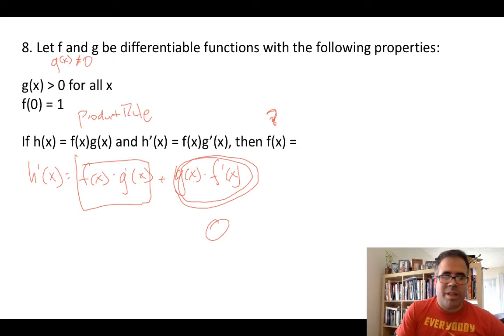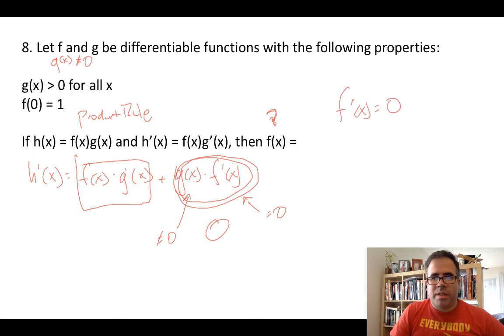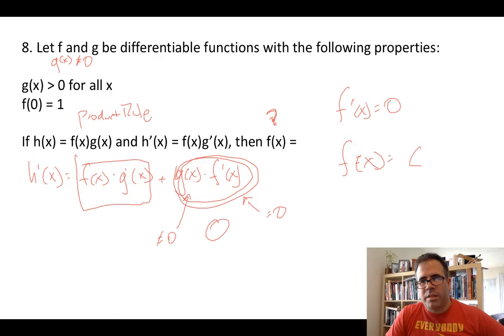This is why I made the special emphasis earlier: they told us that g of x is never 0. It's always positive. So this is not equal to 0, which means that this part, the f prime, is equal to 0. Well, okay, so f prime equals 0. If f prime equals 0, what is f? Well, the only thing we know whose derivative is 0 is some constant. So f of x has to be a constant.